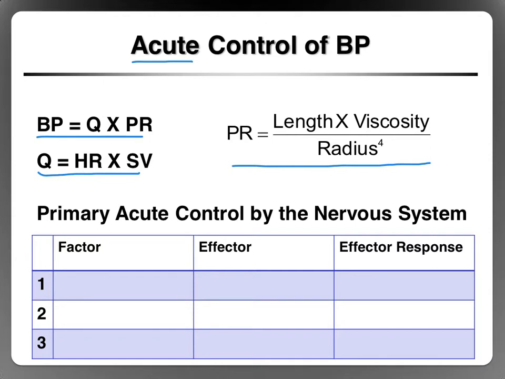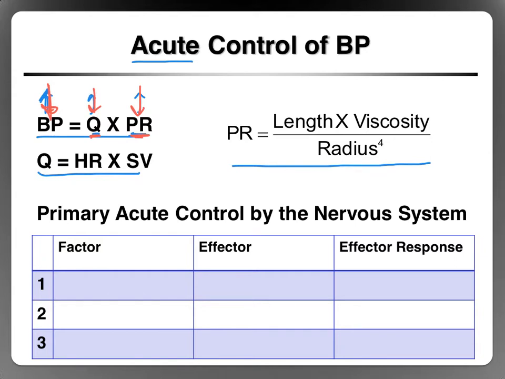What that means is if cardiac output goes up, blood pressure goes up. If peripheral resistance goes up, blood pressure goes up. So either a rise in cardiac output or a rise in peripheral resistance is going to result in an increase in blood pressure. On the other hand, if cardiac output goes down, blood pressure goes down, and if peripheral resistance goes down, blood pressure goes down. Therefore, in order to decrease blood pressure, you either need a reduction in cardiac output, a reduction in peripheral resistance, or both.